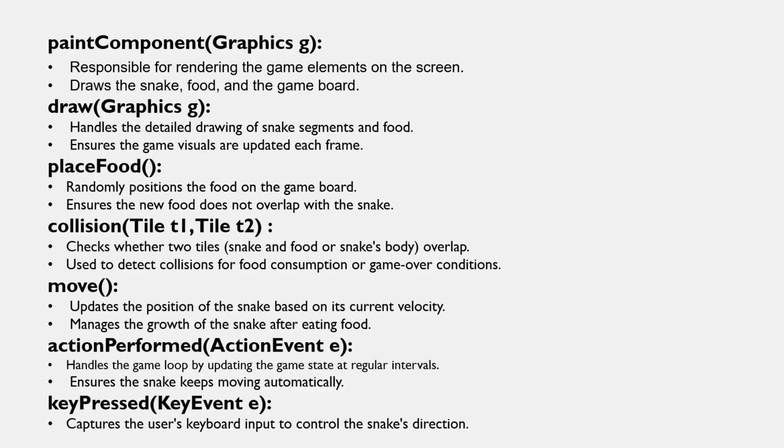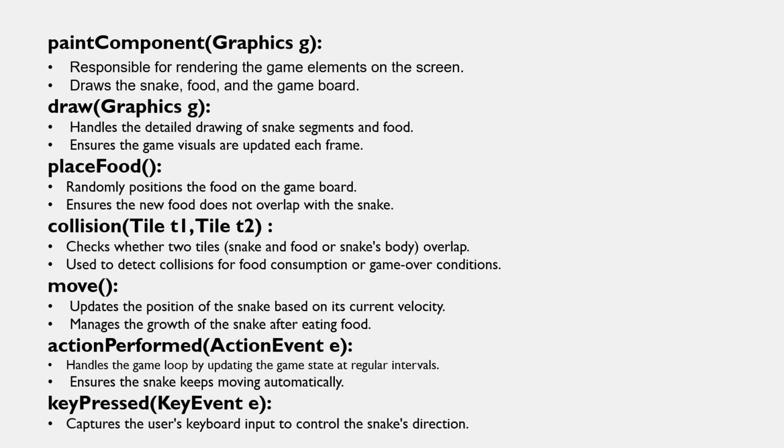The next method it contains is placeFood. What are the uses of this function? It randomly positions the food on the game board and ensures the new food does not overlap with the snake. The next method it contains is collision, which takes tile1 and tile2 as its parameters. It checks whether two tiles, snake and food or snake's body, overlap, and is used to detect collision for food consumption or the game over condition.